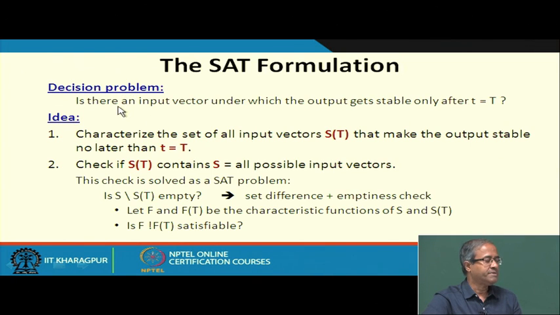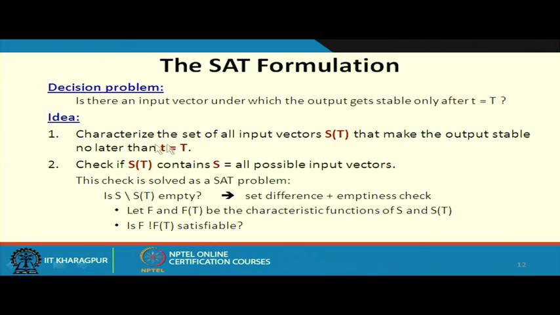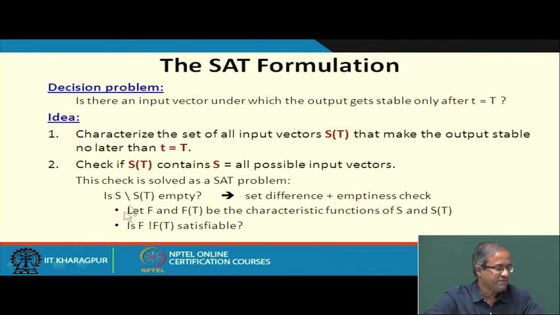The decision problem is here. We are trying to ask this question: is there any input vector for which the output gets stable only after t equal to capital T? Suppose we expect that capital T is our time budget within which everything should get stable. Now, we are asking the SAT solver, can there be some input combinations for which the delay can exceed capital T? This is the way we are posing the problem. So, this is one possible formulation. There can be other formulations also that you can try out.